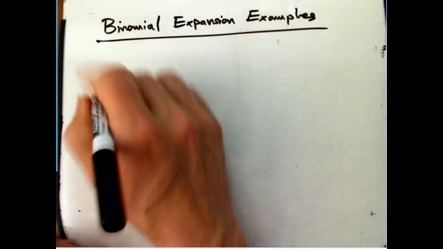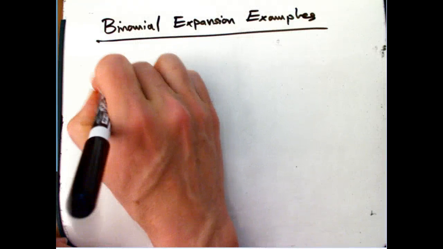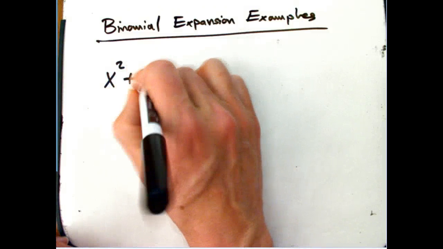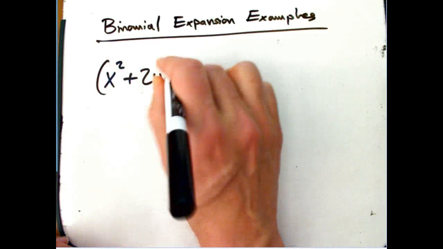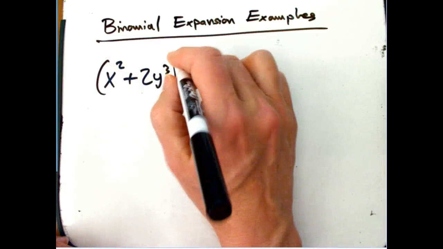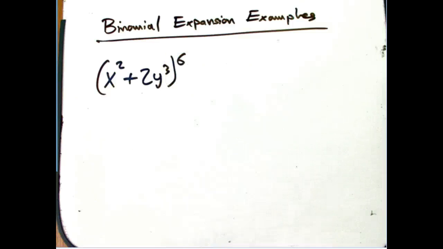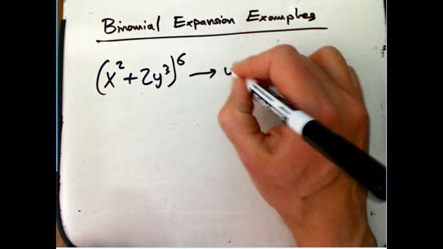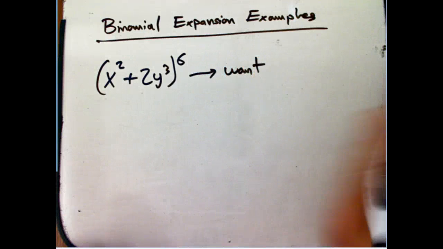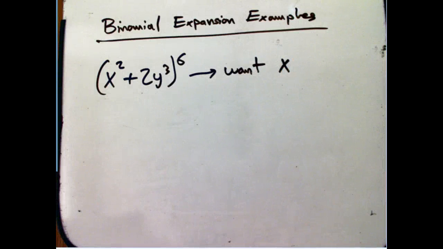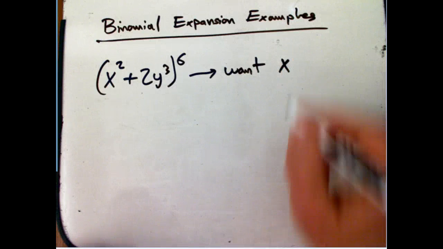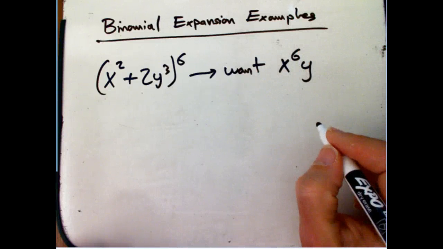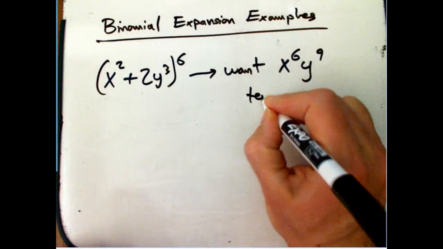That's the basics. What if I had something where the powers were a little weird? What if I had like x squared, I'm going to make the coefficients a little easier. Let's say x squared plus 2y cubed to the, let's say 6th power. That's something we could do as a full expansion, but let me just do another one of that second type. I want the x to the, let me think for a second here. I claim there's an x to the 6th, y to the 9th term.